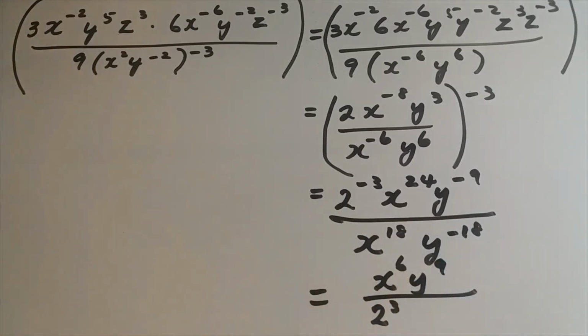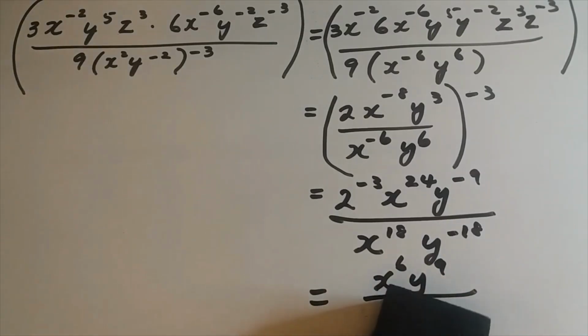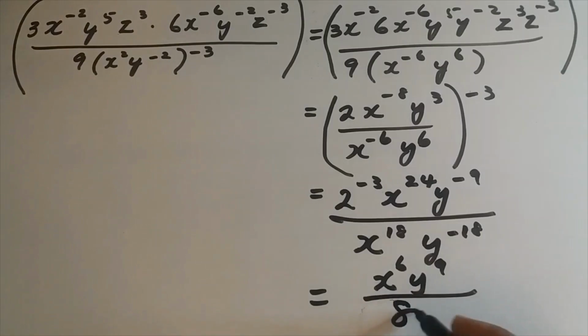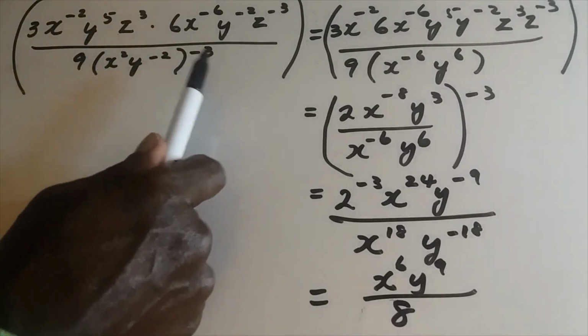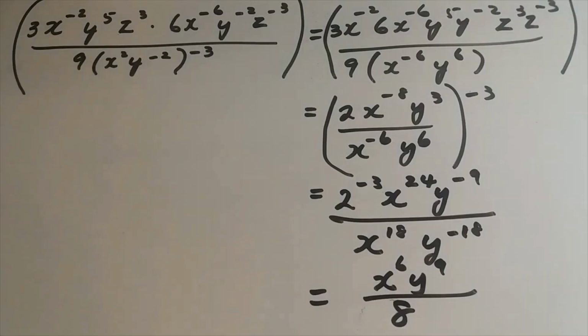Now 2 to the 3 evaluates or simplifies to 8. And that's our simplified form of this polynomial with both positive and negative exponents. It simplifies to x to the 6th power times y to the 9th power over 8.